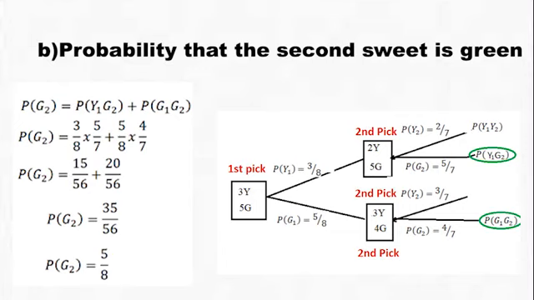Hence, the probability of getting a green sweet second is 3 out of 8 times 5 out of 7 plus 5 out of 8 times 4 out of 7, and the final answer is 5 out of 8 after working through the steps.